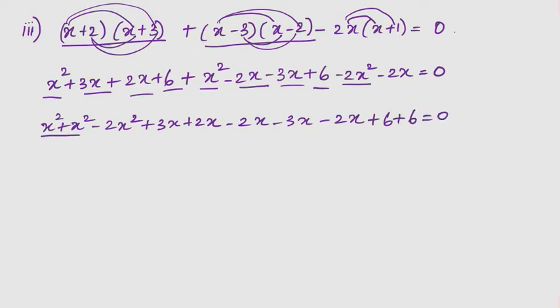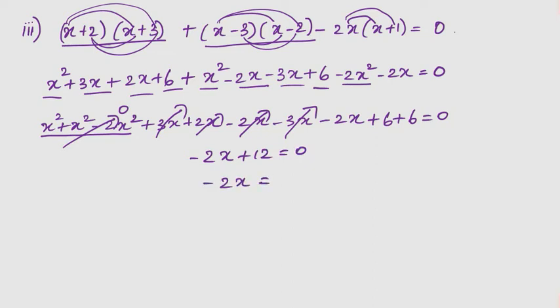Here x square plus x square is 2x square, 2x square minus 2x square, so that is 0. Next we have plus 2x minus 2x, plus 3x minus 3x. So we are left with minus 2x plus 12 is equal to 0. So minus 2x is equal to minus 12. Minus and minus will get cancelled. So 2x is equal to 12. So x is equal to 12 divided by 2. So we get x value to be 6.